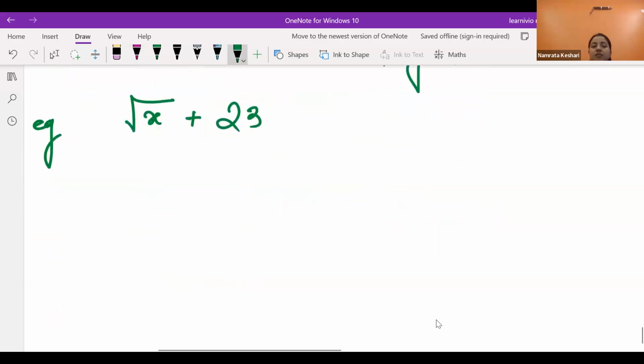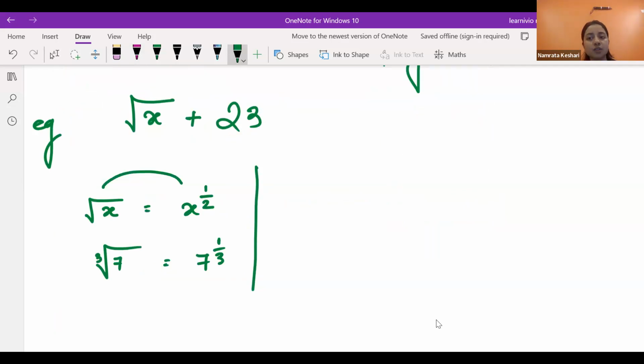The rule says that when we are having a square root of x, it can be written as x to the power 1 by 2. When we are having, suppose, cube root of 7, it can be written as 7 to the power 1 by 3. We are just writing it in exponent form. We are not changing anything.